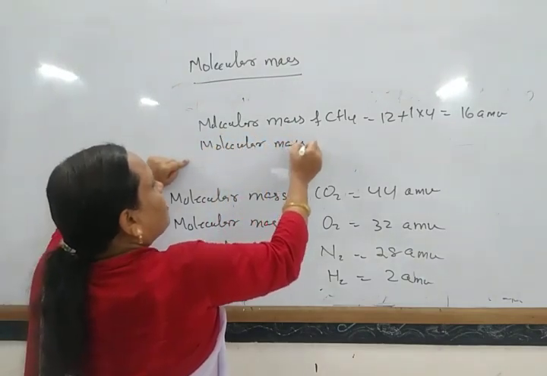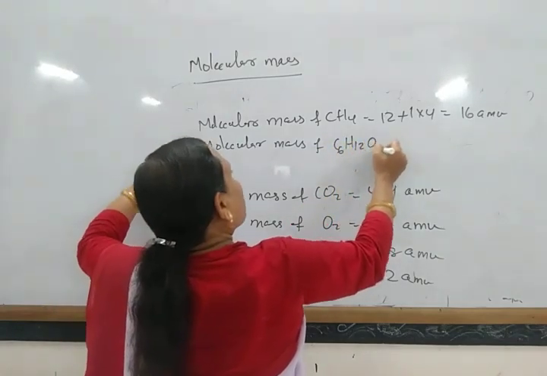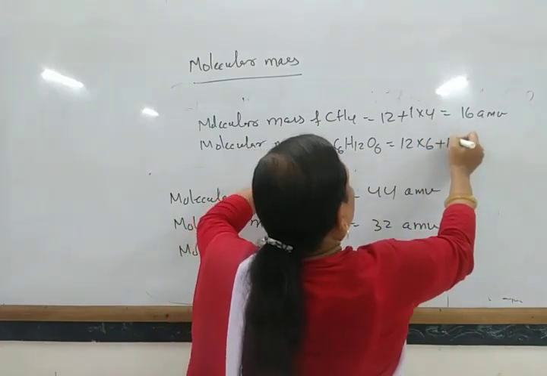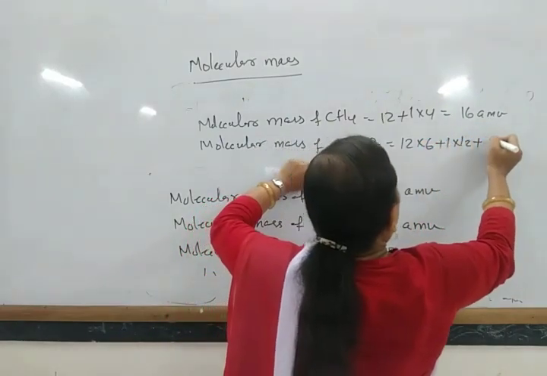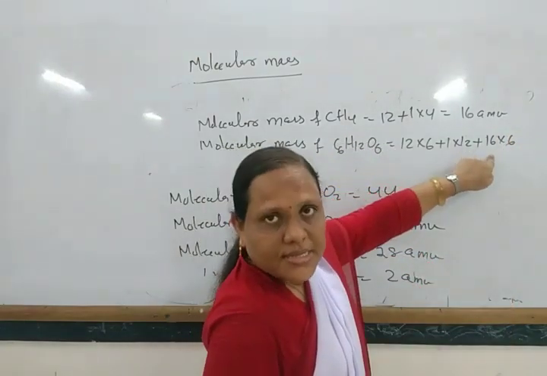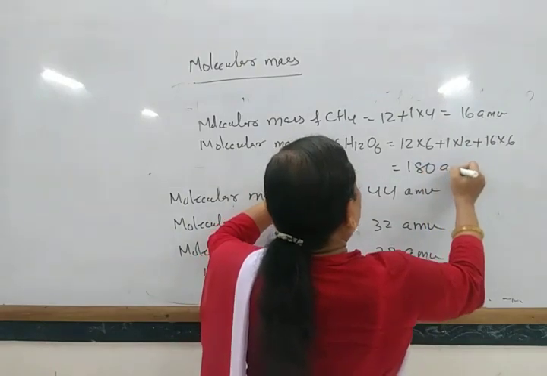Similarly, the molecular mass of glucose is equal to 12 into 6 plus 1 into 12 plus 16 into 6. These are the atomic masses and their numbers. That is equal to 180 AMU.